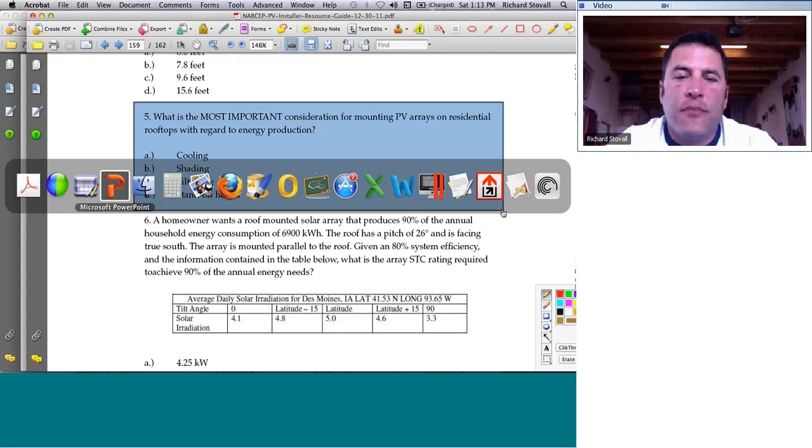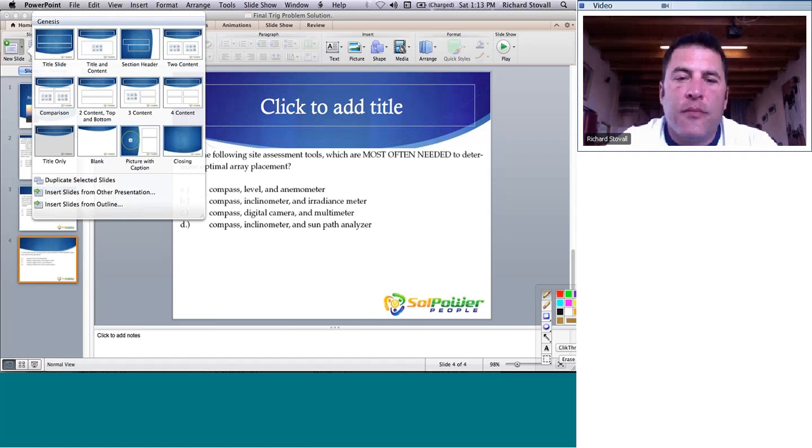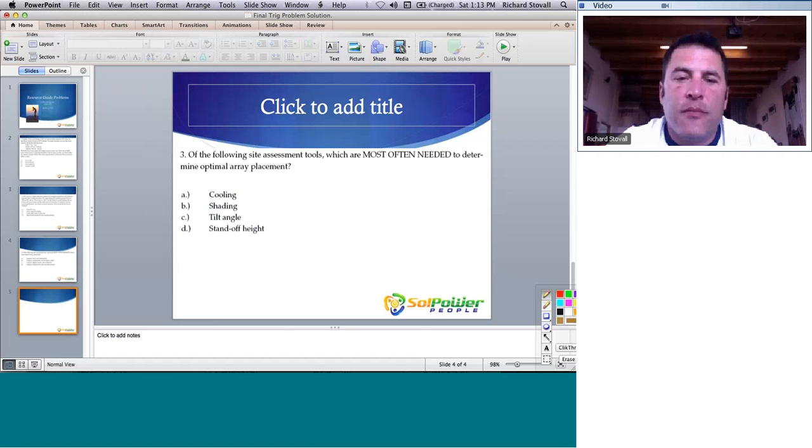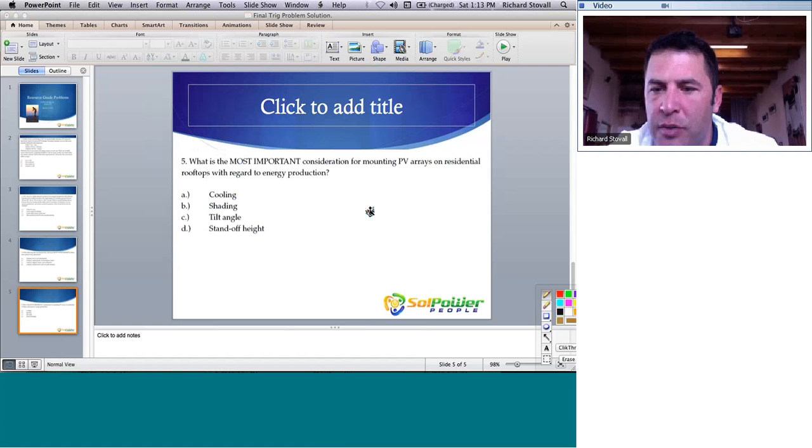Okay, so what is the most important consideration for mounting PV arrays on residential rooftops with regards to energy production? Well, this is another question that you would hope to get on the NABCEP exam because by now you're far enough along in your solar education. Okay, you're answering the question.